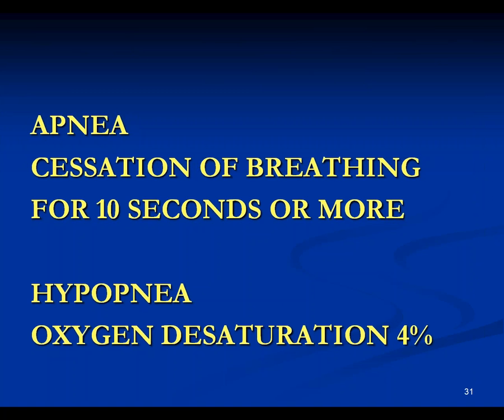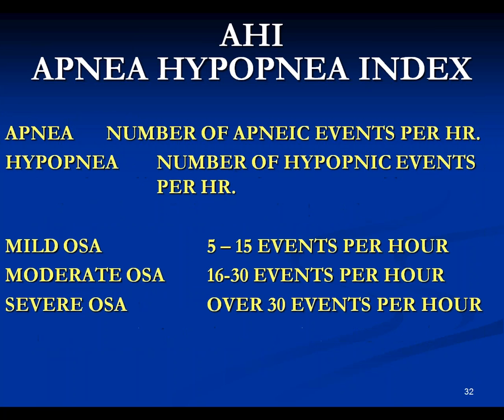Also, it can be very serious because those appliances can cause sleep apnea and snoring. So apnea is when you stop breathing for 10 seconds or more. Hypopnea means your oxygen goes down 4% or more in the blood. And if you have mild sleep apnea, you're stopping breathing 5 to 15 times an hour. Moderate is 16 to 30 and severe is over 30.